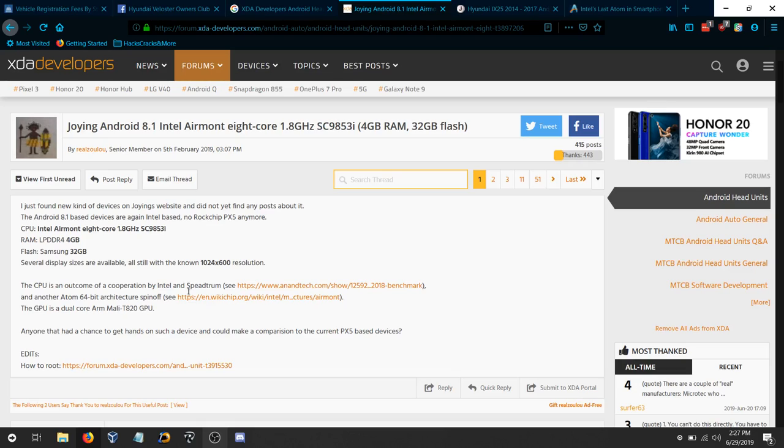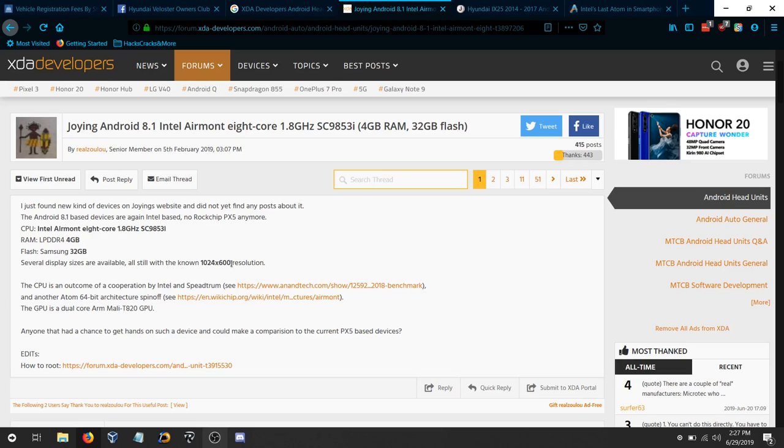It does have DDR4 memory in it and a 32 gig Samsung storage. It's not even 720p, which I find hilarious in this day and age, and especially since it's got Android 8.1 on it. That's kind of a joke.